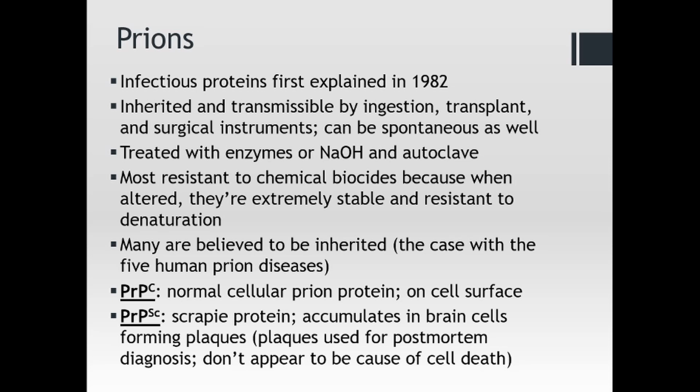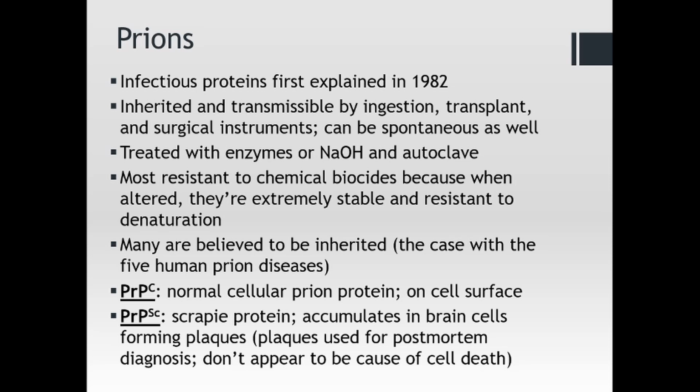Many are believed to be inherited, and there are 5 human prion diseases. They are inherited and passed on from one generation to the next, and they are fatal. There is no cure for a prion disease. If you are diagnosed with a prion disease, it's a death sentence, and unfortunately people that are afflicted with them will not survive. But fortunately, there aren't many people that get infected with prion diseases.